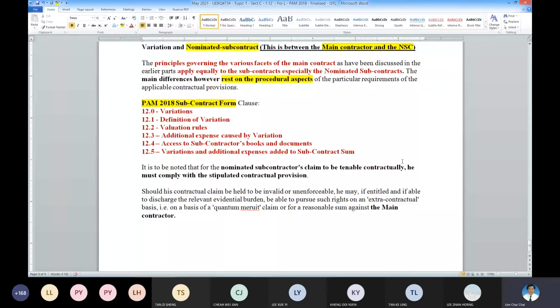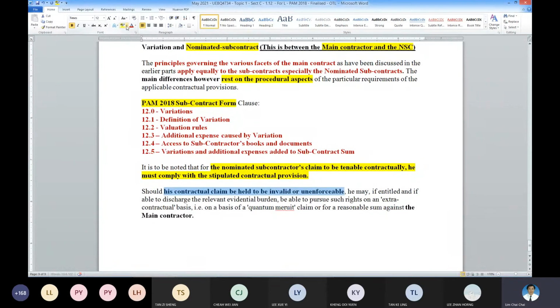So NSA's claim, to be valid, must comply with this so-called procedural requirement. If not, then you won't get your money. Okay. So now the next thing is, if it's invalid and unenforceable.